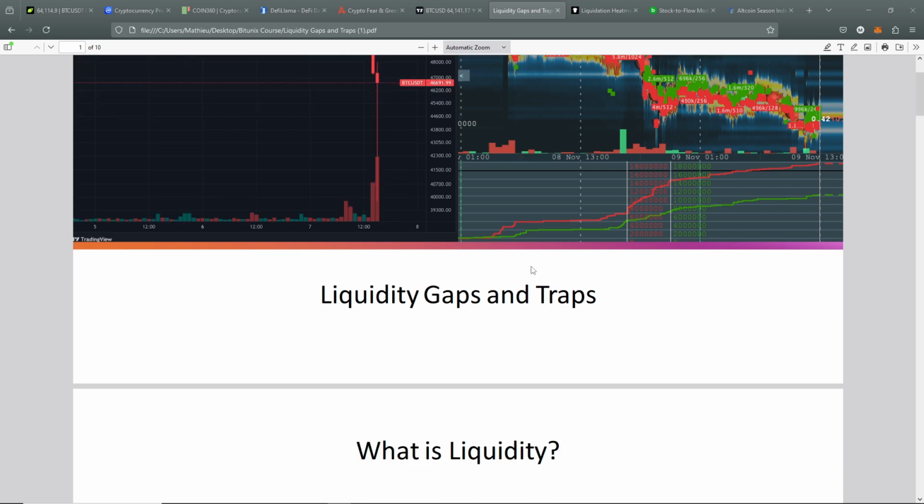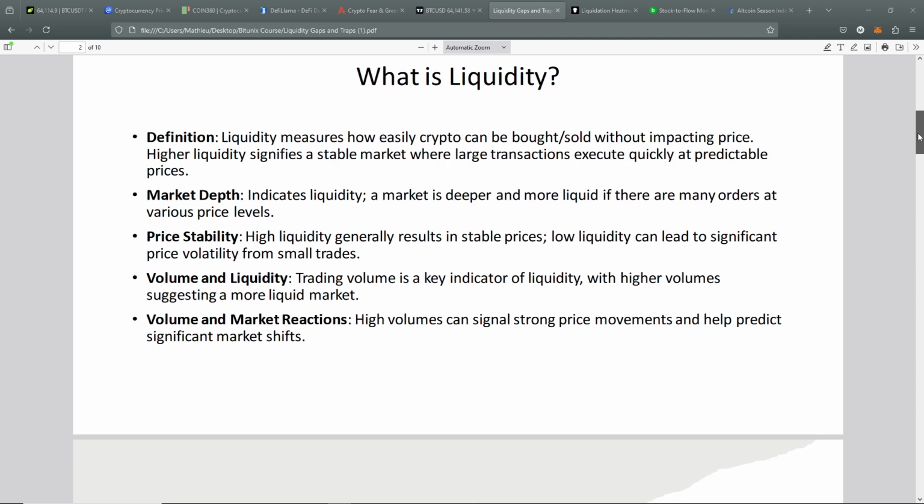This is all very important, and this is where we need to spot some of the gaps and traps in liquidity. So just a quick definition of liquidity: it measures how easily crypto can be bought and sold without impacting price. And higher liquidity usually signifies a stable market where large transactions execute quickly at predictable prices.